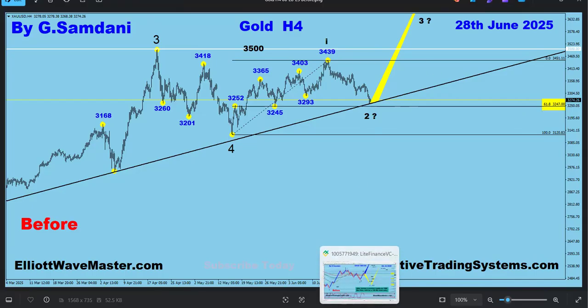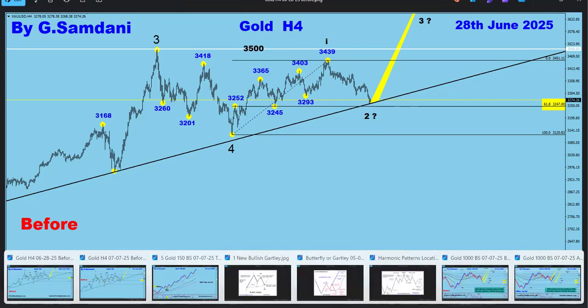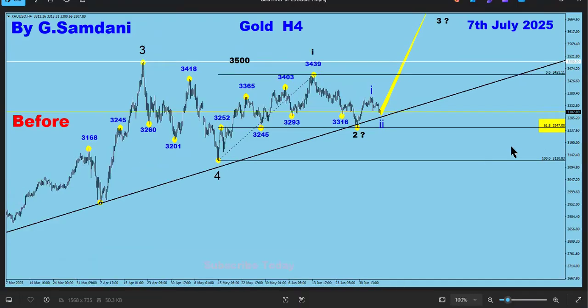So now, what happened after that? Right after that was this. It went up and then it came down. Going to the upside, I already showed in my last video, I had a couple of very good big long trades in gold. And then it came down in ABC fashion.